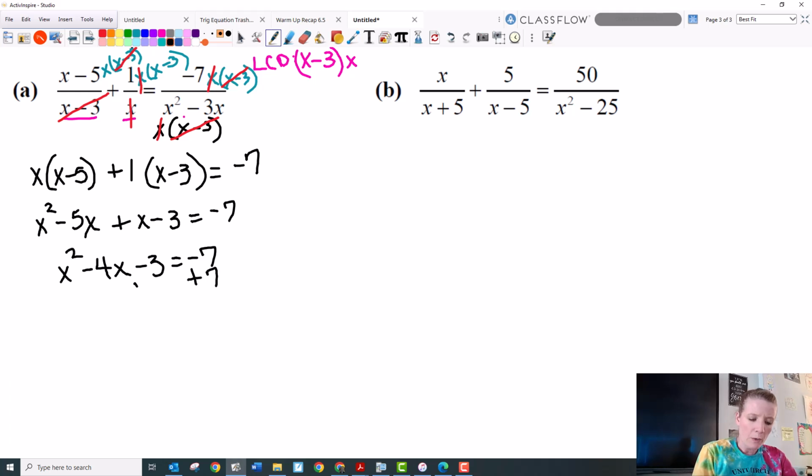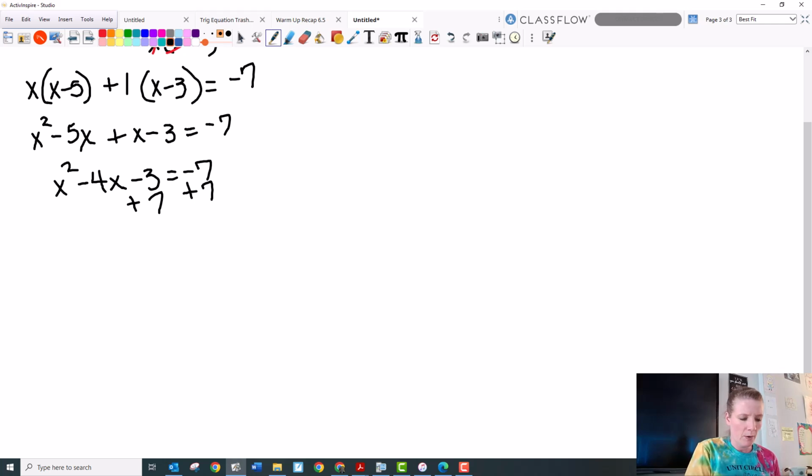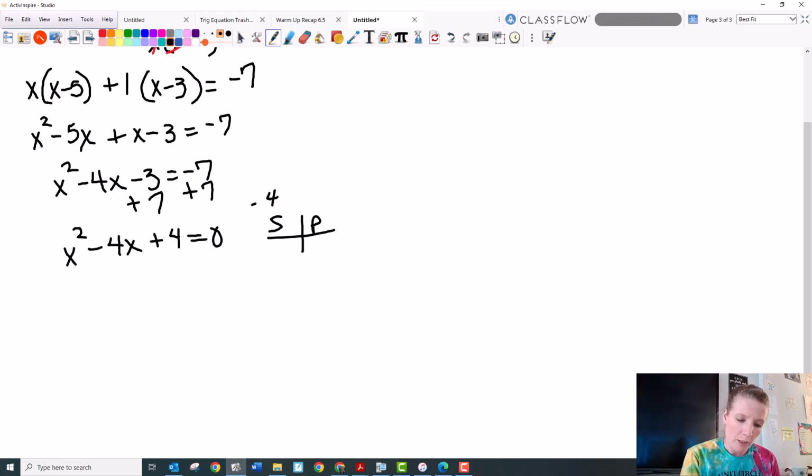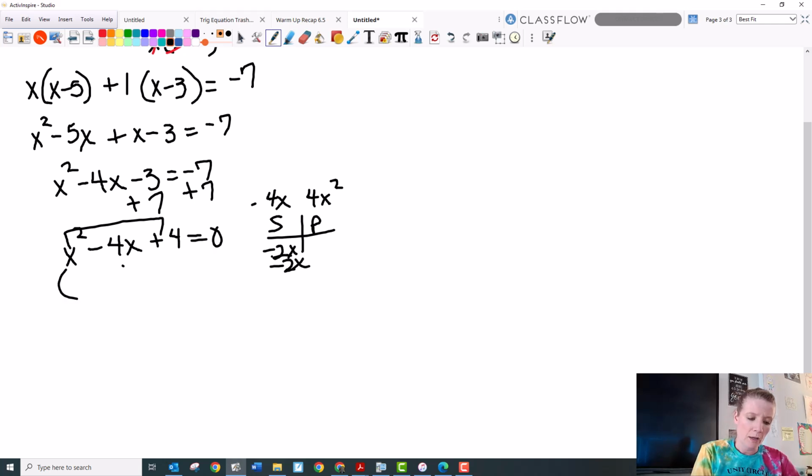You have to always set them equal to 0. Move that down just a little bit. So I have x squared minus 4x plus 4 equals 0, and then I factor it. So I got my little sum and product chart. So what multiplies to give me positive 4 and adds to give me negative 4? That's going to be negative 2 and negative 2. So I can use my shortcut because there's no number in front. So I have x minus 2 and x minus 2. So I have two answers, but it's the same answer twice.